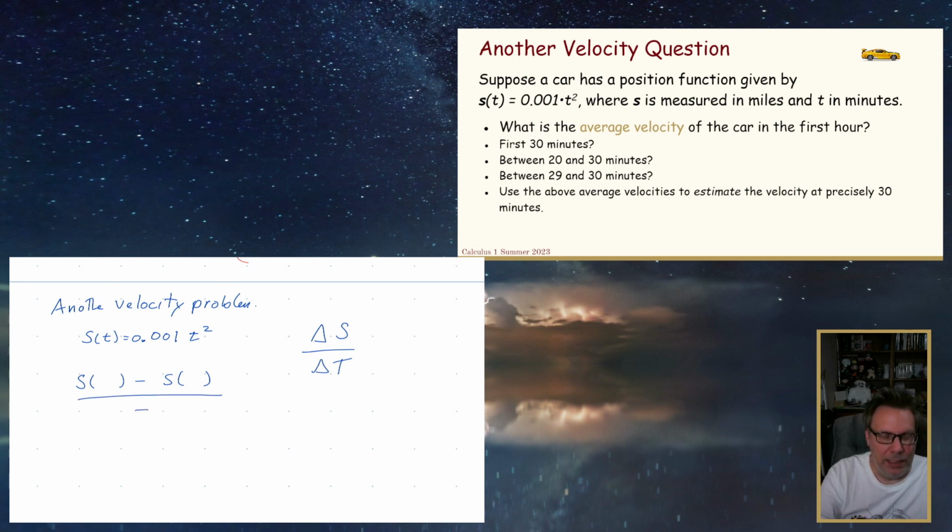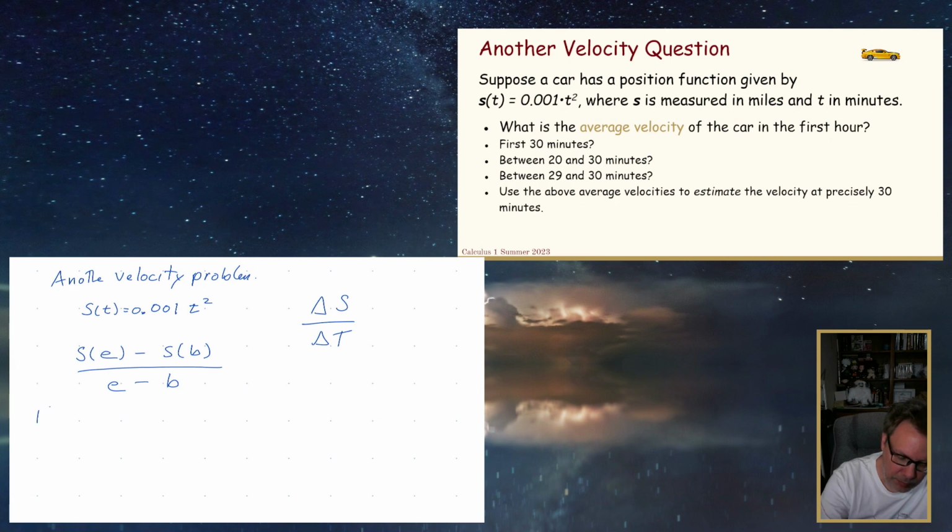Now let me give some notation. I have an end time and a beginning time, and the change is end time minus beginning time. Make sure that these letters match up, and then you'll always be in good shape. So for the first hour, that means the end time is 60 minutes and the beginning time is 0. So we're going to calculate the average velocity: s of 60 minus s of 0 over 60 minus 0.